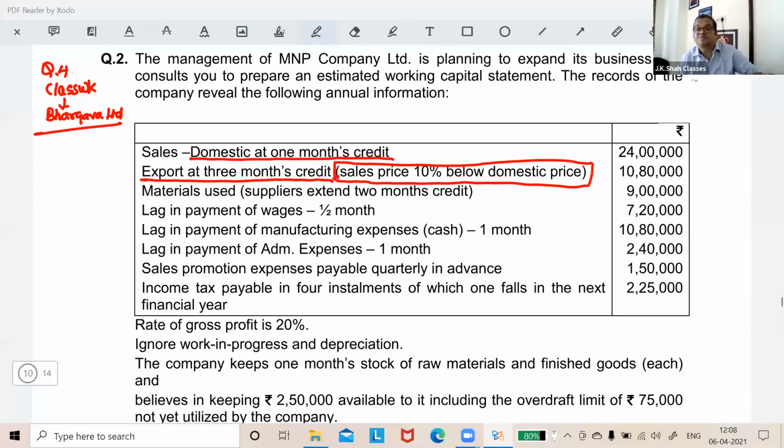What does that mean, guys? If in the Indian domestic market you sell this for 100, then in the export market this will be sold for 90. Correct? Everybody accepts this. So till now everything is going the same, sir. This is looking like question number 4 classwork. We will manage. Wait, not yet. We will read further.